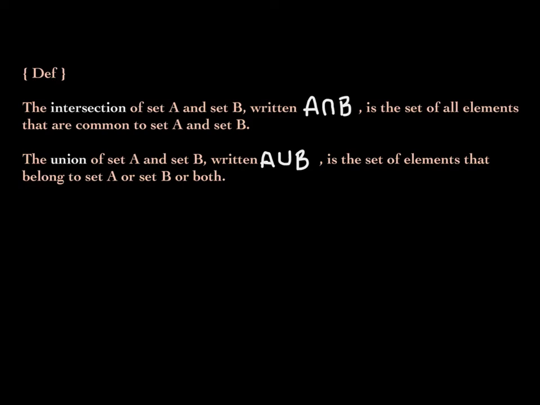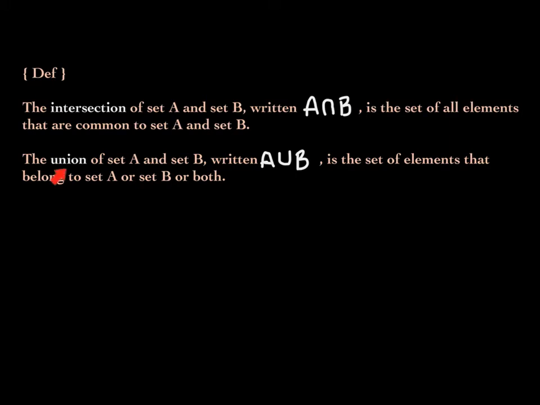All right, the intersection of set A and set B, written A intersection B, is a set of all elements that are common to set A and set B. In other words, in order for you to make it into the intersection of set A and set B, you would have to belong to set A and also set B.